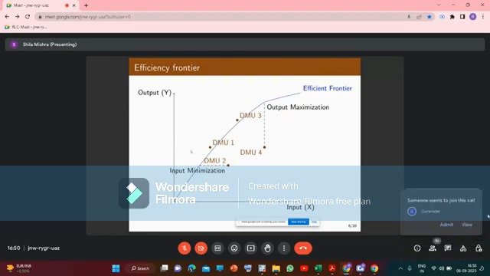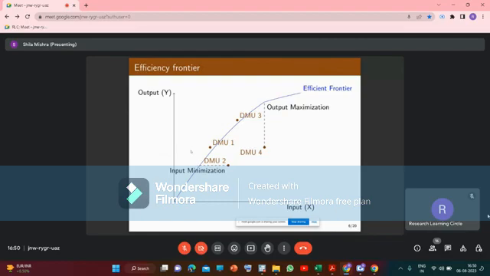Now, DMU1 and DMU3, which are lying on the efficient frontier, could be State Bank of India in Lucknow and State Bank of India in Kanpur. So these are the two DMUs lying on the efficient frontier. And the other DMUs, which are let's say one in Gorakhpur and the other in Varanasi, which are DMU4 and DMU2, are the inefficient ones because they are lying below the efficient frontier.